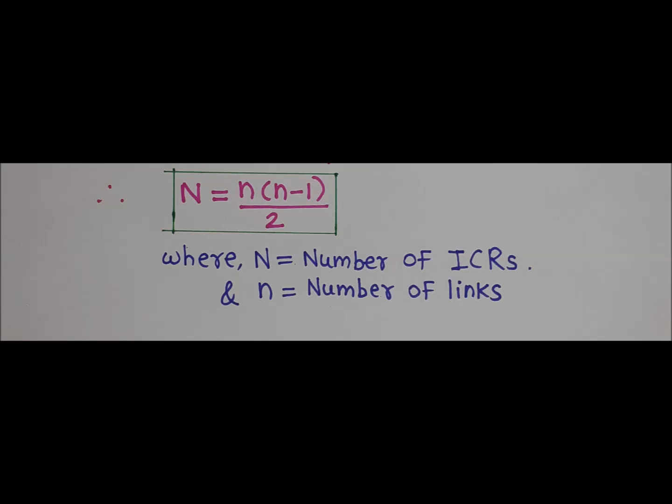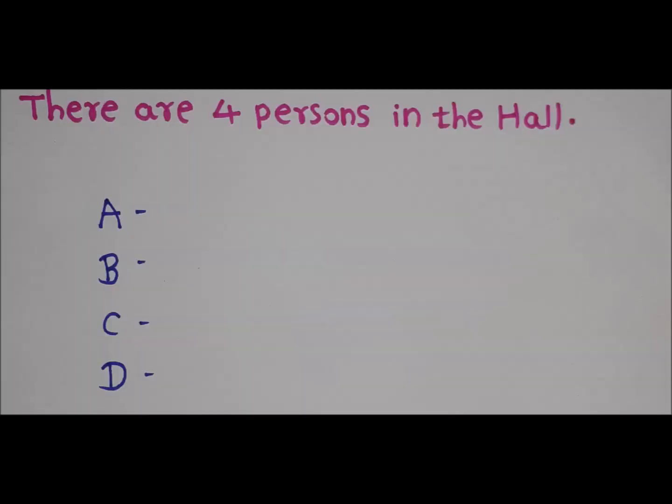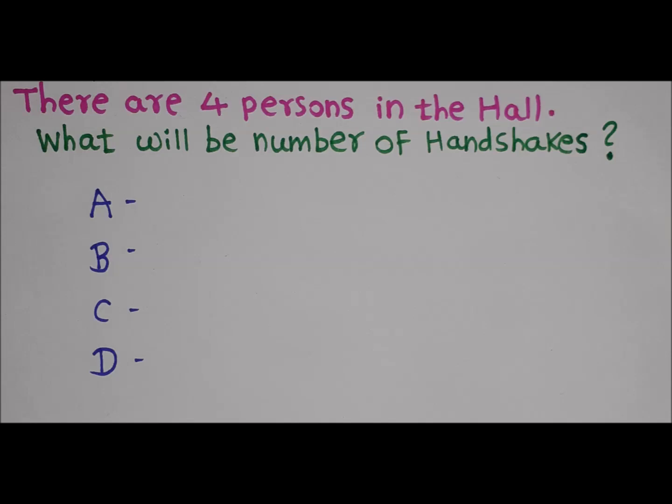If you are not comfortable with the combination relation which we have used, then we can even obtain the relation for the number of ICRs by using another mathematical method. Now here we are going for a deviation from the actual discussion. Let us say there are 4 persons in the hall, A, B, C and D. When these persons come across each other, they will go for a handshake. What will be the number of handshakes in that hall?